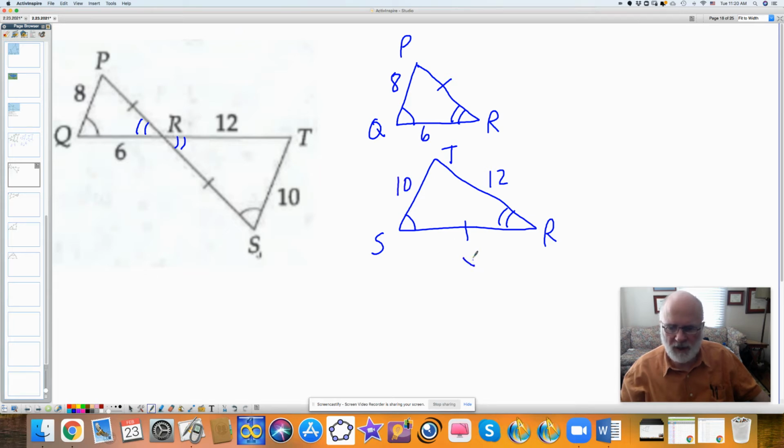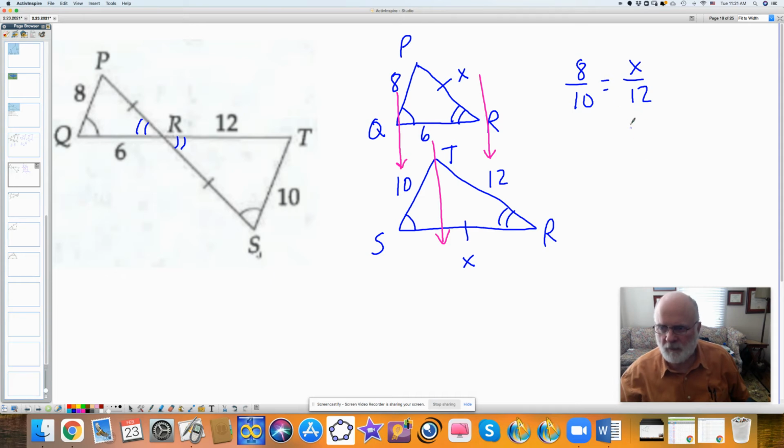Now we could call this X, because we don't know what it is, but it's marked as if it's the same. When we go to set up a proportion, I'm going to go from the small triangle to the large. Anytime I go in the direction, I'm going to compare the like parts like this and like this. So if we go to solve this, let's see what we're going to get. I have 8 is to 10 as x is to 12.